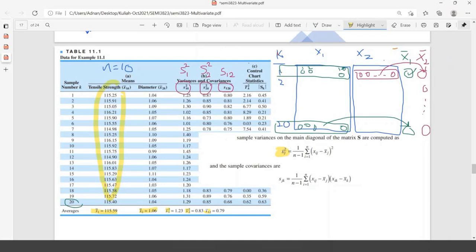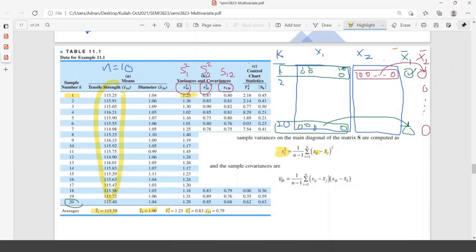The variance is 1 over n minus 1, where n is 10, times the summation of the differences between each individual value minus the average for that parameter. If it is tensile, then it is the average for tensile for that particular group. What is the average of that? So this is where you get this value.